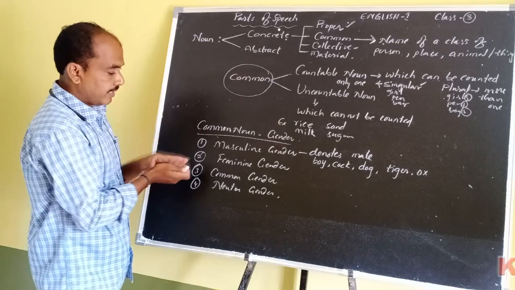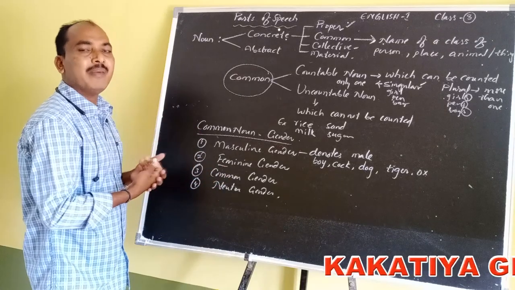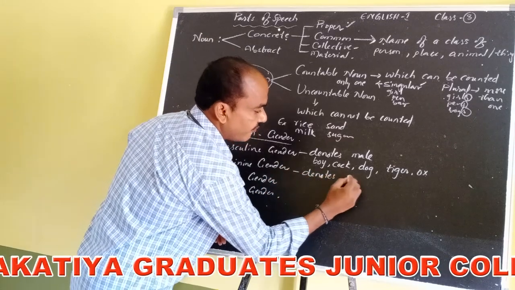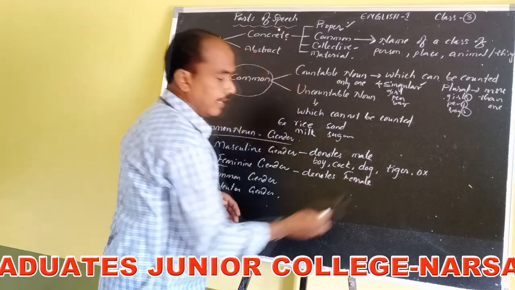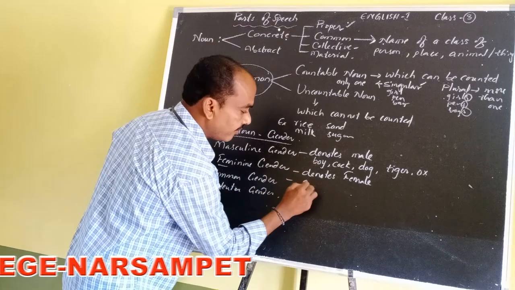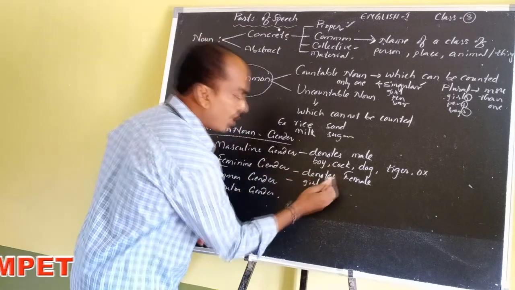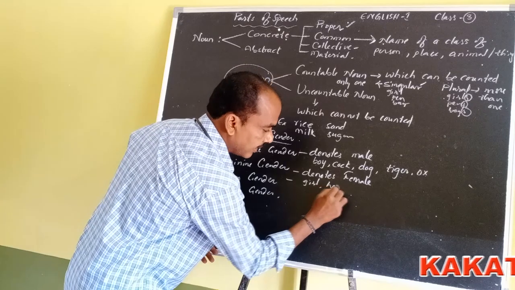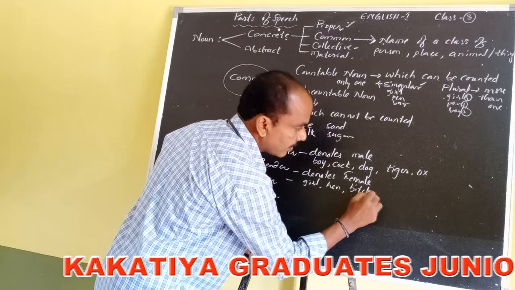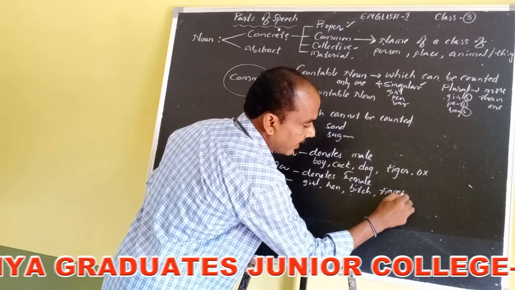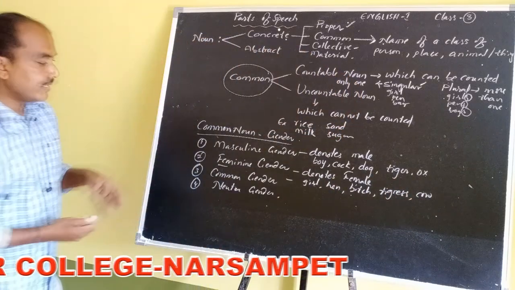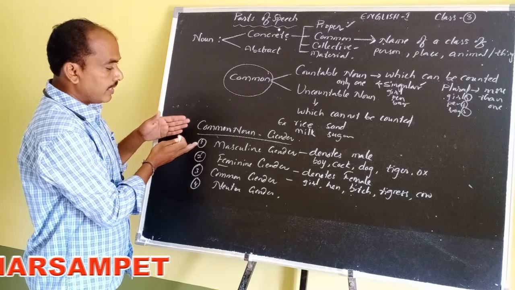Now, feminine gender. In this word, feminine means female. Feminine gender denotes female. The above one is male. This is female. For example, the female of boy is girl. The female of cock is hen. And the female of dog is what? Bitch. The female of tiger is tigress, and of ox is cow. This is called feminine gender.